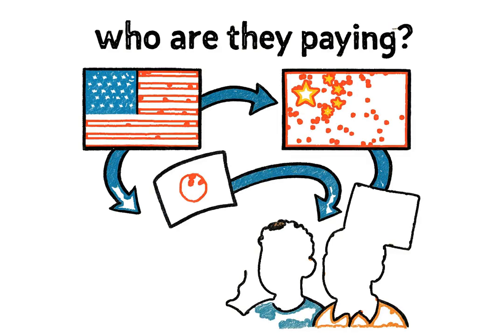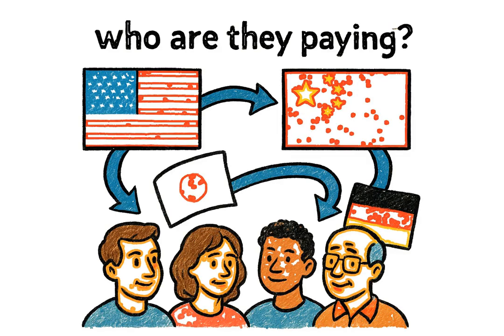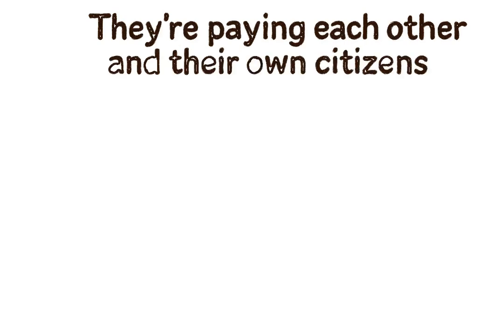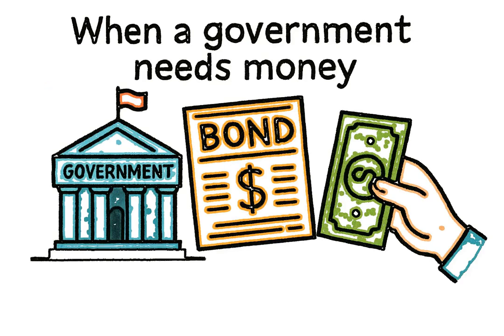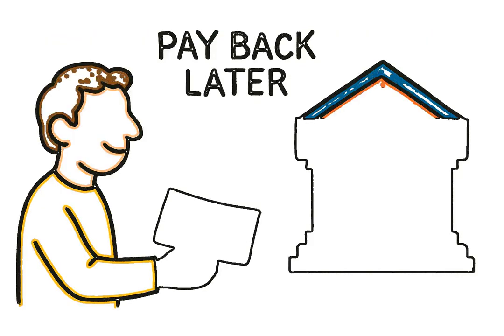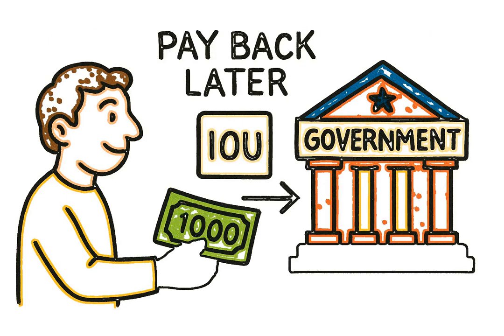So, if every major nation is in debt, who are they paying? America, China, Japan, they all owe trillions. They're paying each other and their own citizens. When a government needs money, it borrows by selling bonds. A bond is just an IOU. You lend the government $1,000 today, and they promise to pay you back later with interest.